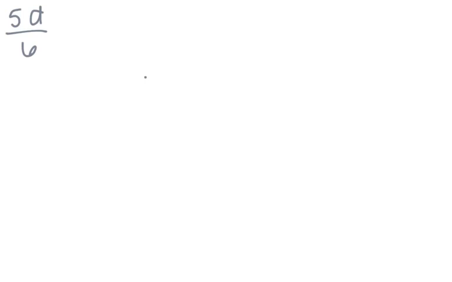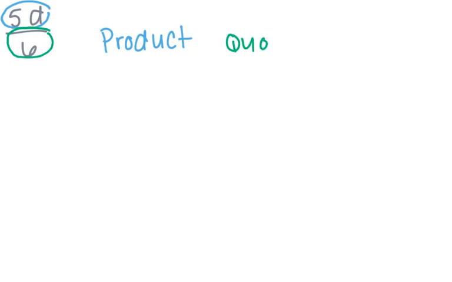So now we have 5d over 6. So once again, a number is next to a letter, so that's multiplication. Instead, I'm going to use the word product, because product just means the answer to a multiplication problem. And then the fraction bar tells us we are dividing by 6. So I'm going to say quotient, because that is the word for the answer to a division problem. So the two vocab words we can use to describe this expression are product and quotient.